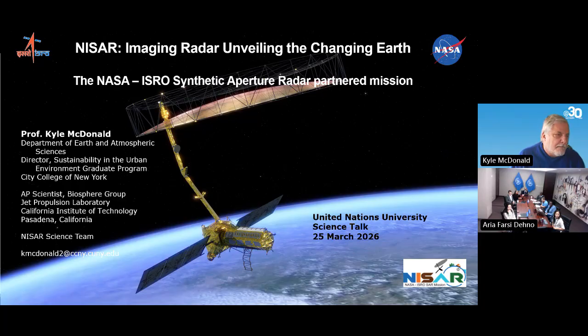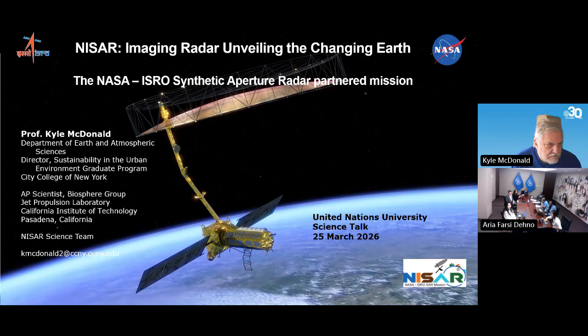Professor Carl is the co-lead of the Research, Development, and Innovation Pillar at the UNU City College of New York, USA. He's also the Terry X Professor in the Department of Earth and Atmospheric Sciences, and Director of Sustainability in the Urban Environment Graduate Program at the same university. He is a member of the NASA-ISRO Synthetic Aperture Radar science team. He previously worked as a principal scientist for about 2 decades at the Jet Propulsion Laboratory, popularly known as JPL, California Institute of Technology. Now he's an academic part-time scientist in the Biosphere Group in the JPL Science section.